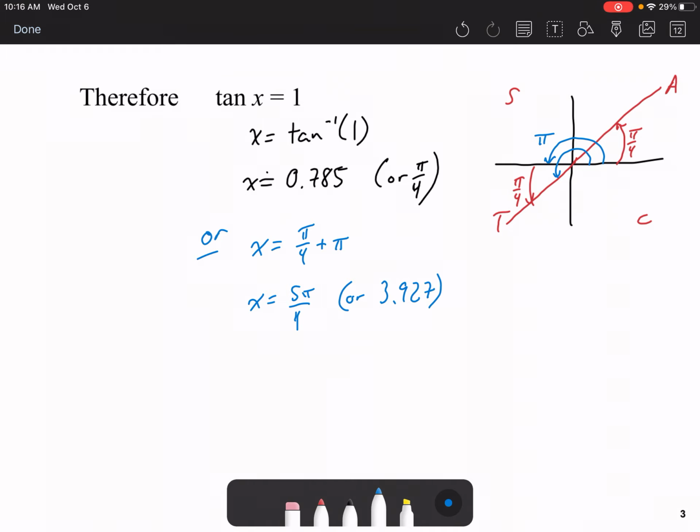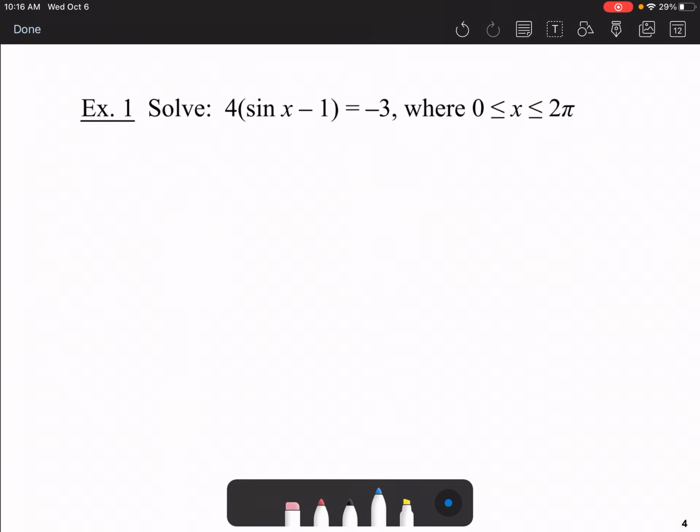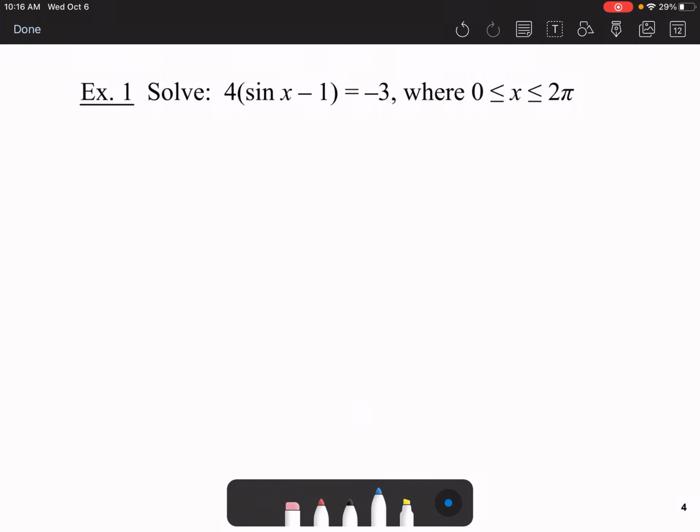Okay, so let's take a look at some more examples here. First of all, we've got to rearrange these equations so that we can get sine x by itself. So I'm going to divide both sides of this by 4. So I get sine x minus 1 equals negative 3/4. I can add 1 to both sides, so sine x equals 1/4.